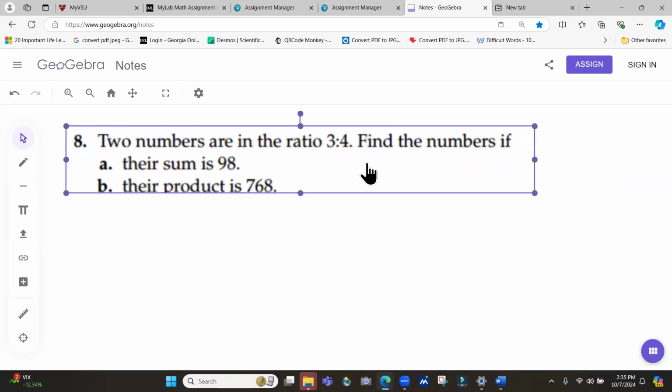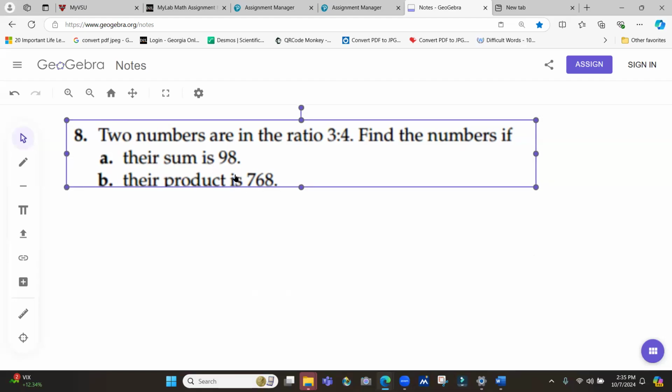All right. Two numbers are in the ratio 3 to 4. It could be 30 and 40. It could be 3 and 4. It could be 6 and 8. Find the numbers if their sum is 98.